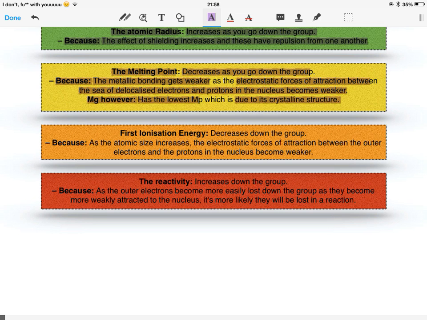The first ionization energy decreases down the group, and the reason for this is because as the atomic size increases, the electrostatic forces of attraction between the outer electrons and the protons in the nucleus become weaker.